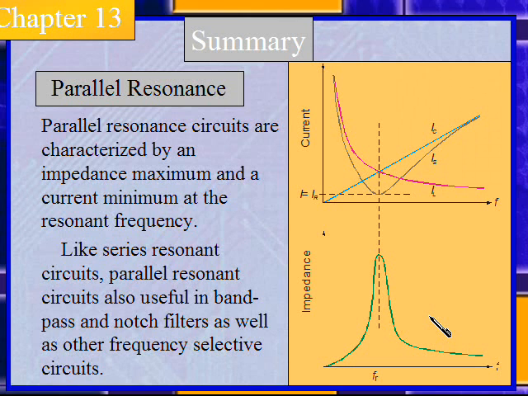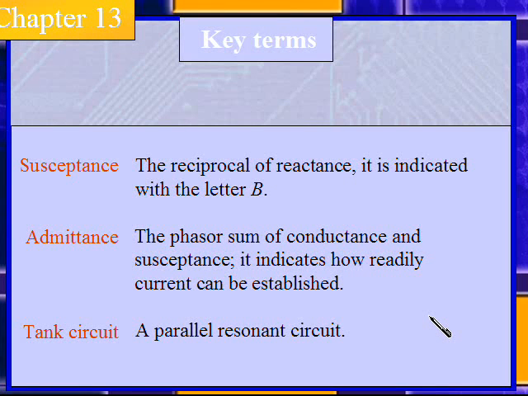Parallel resonance circuits are characterized by an impedance maximum and a current minimum at the resonant frequency. So this is opposite of what the series RLC circuit was. Like series resonance circuits, parallel resonance circuits also are useful in bandpass and notch filters, as well as other frequency selective circuits. Susceptance is the reciprocal of reactance, and it is indicated with the letter B. Admittance is the phasor sum of conductance and susceptance. It indicates how readily current can be established. A tank circuit is a parallel resonance circuit.